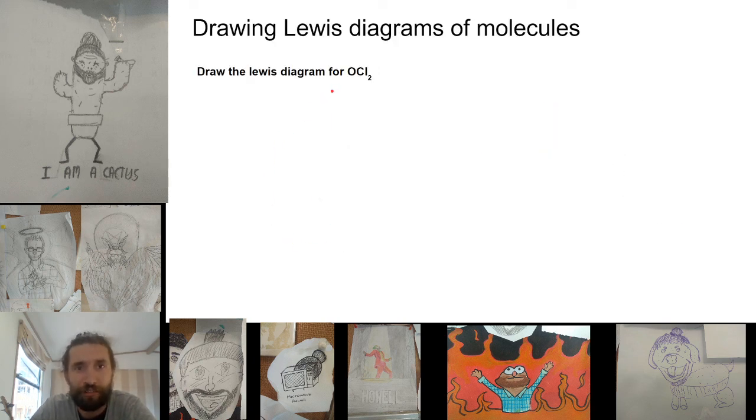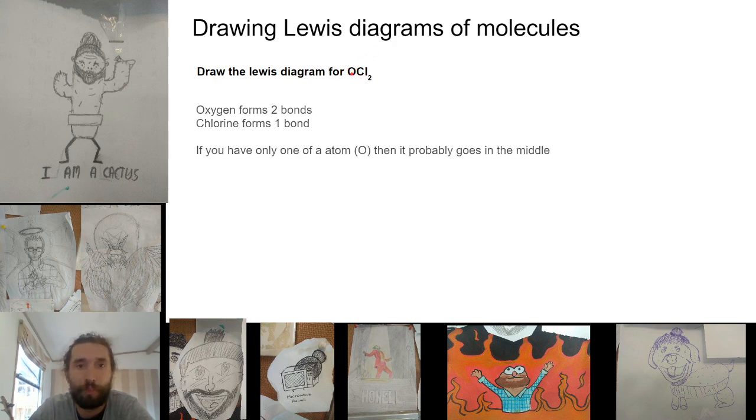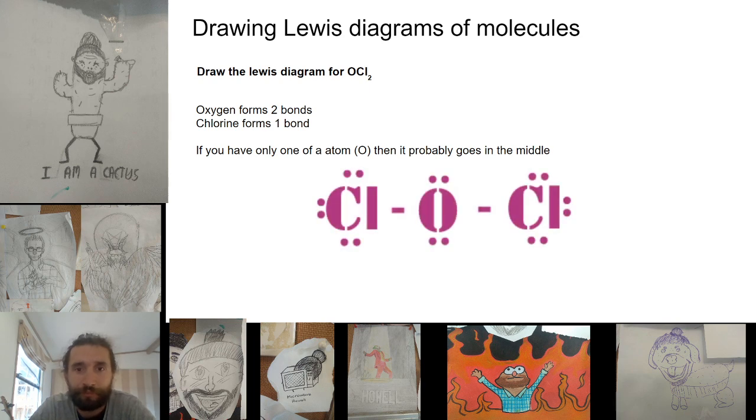Your question may say, draw the Lewis structure for OCl2. That's 1 oxygen and 2 chlorines. We know that oxygen forms 2 bonds, and chlorine will form 1 bond. So how is it going to be arranged? If you have only one of an atom, and we only have 1 oxygen, then it's probably going to go in the middle. So we're going to put that one in the middle, bonded to the 2 chlorines beside it.